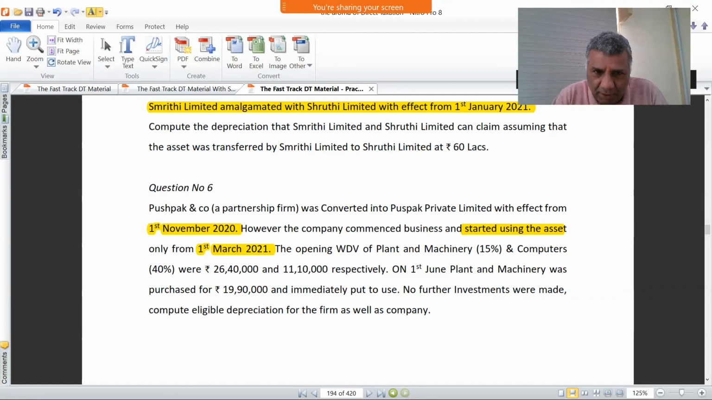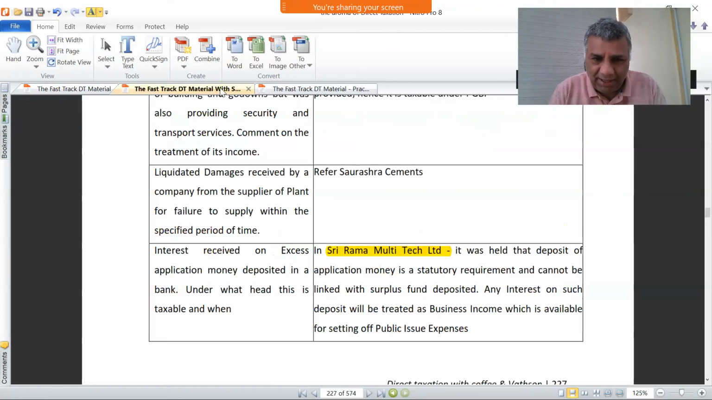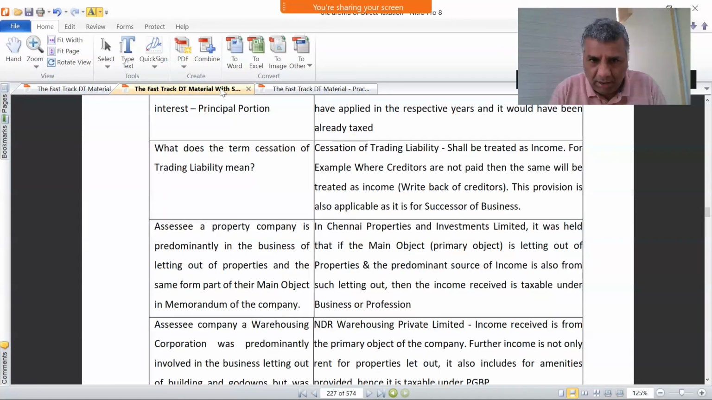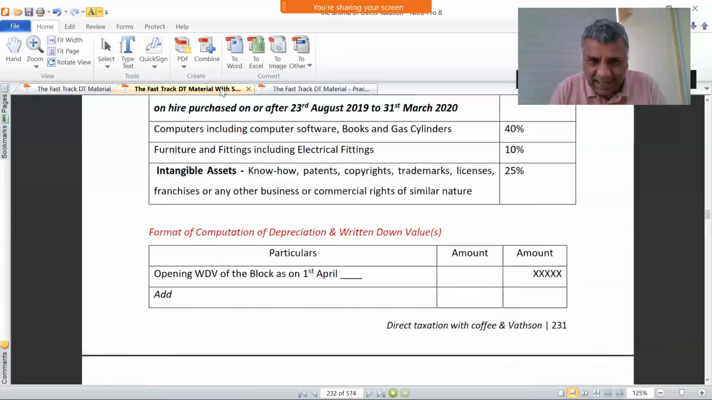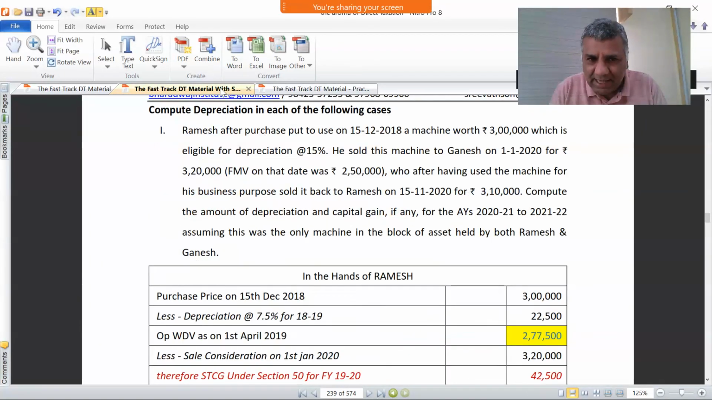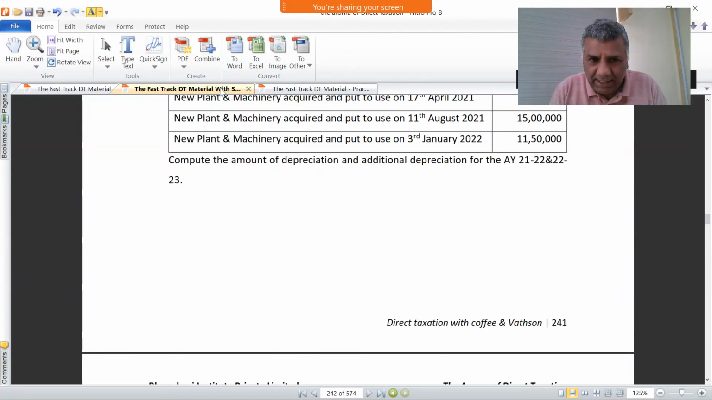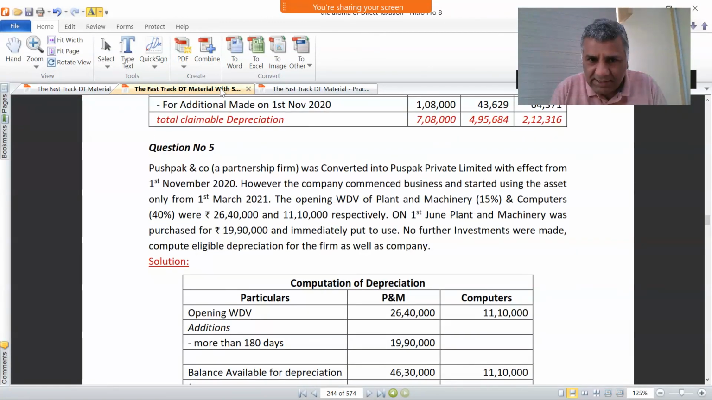Opening WDV of computers and plant and machinery on 1st June. Another plant and machinery was purchased. So for that, what you should do? June, July, August, September, October, plus 31 days of March. Okay. With your permission, I will just look into the answers so that let's not waste time. Now that you understand what is effective usage period, it helps me in making you understand with ease.